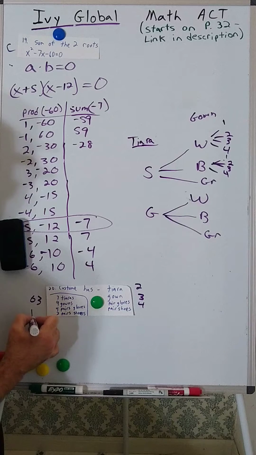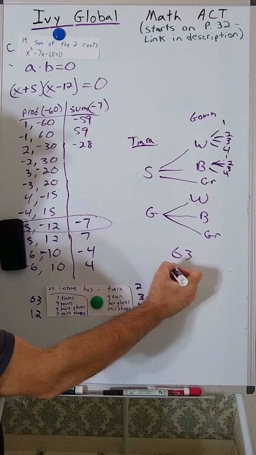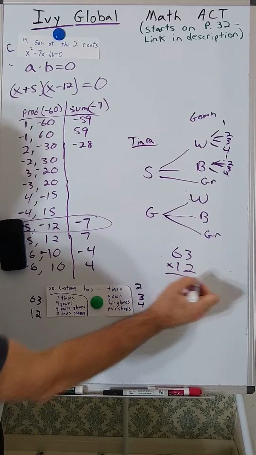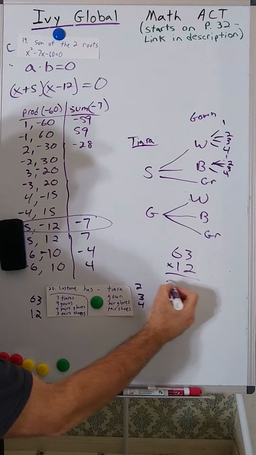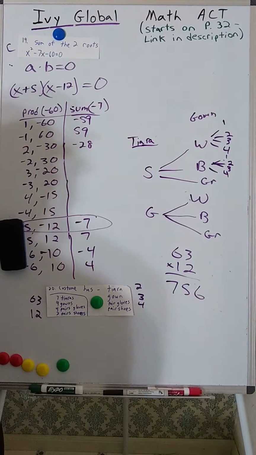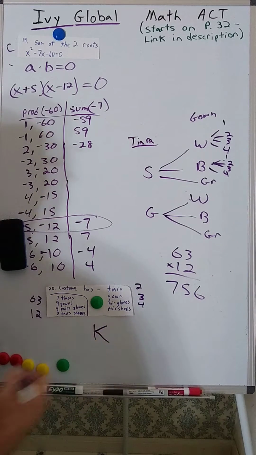4 times 3 is 12. And we multiply 63 times 12, and we get 756. And that is choice K. So number 20 is K.